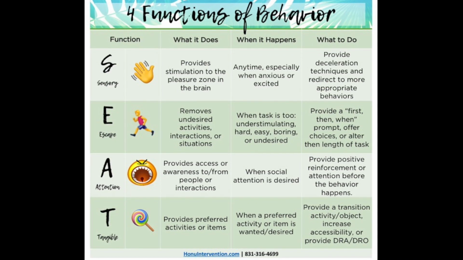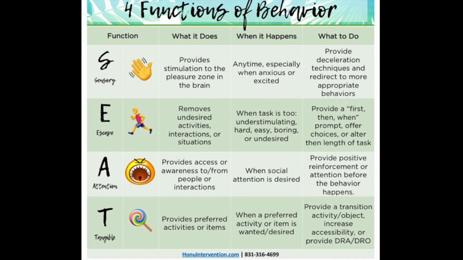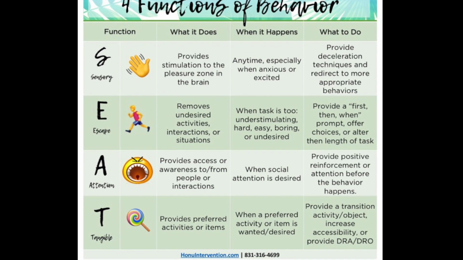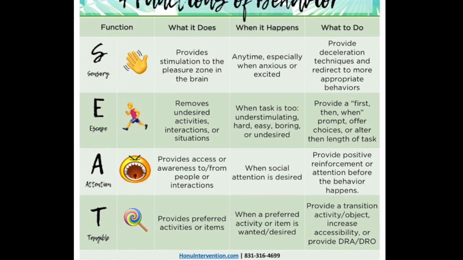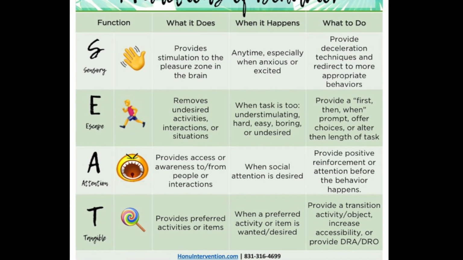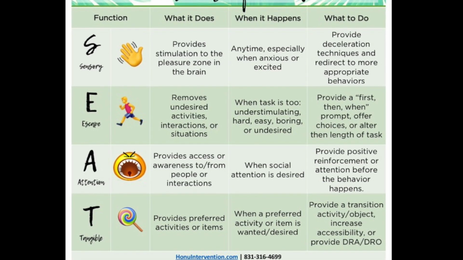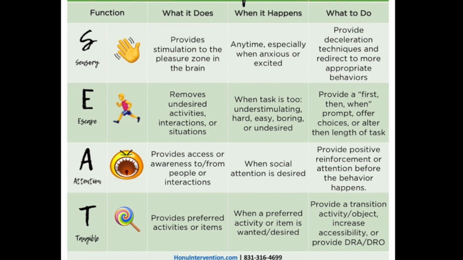When we speak about sensory, S, it means the person's looking for stimulation, something that's pleasurable to them. Anytime they are anxious or excited, they may engage in this behavior, often when they're alone or in the presence of others. E for escape. That's when the person wants to be removed from a specific activity. They find something in the environment, we call it stimuli, aversive, so they try to escape it.